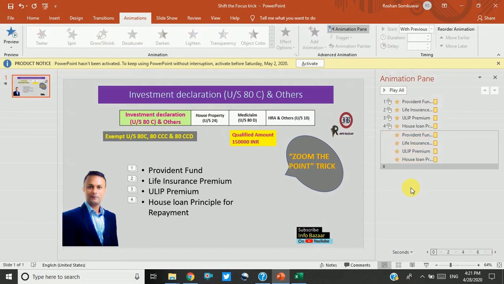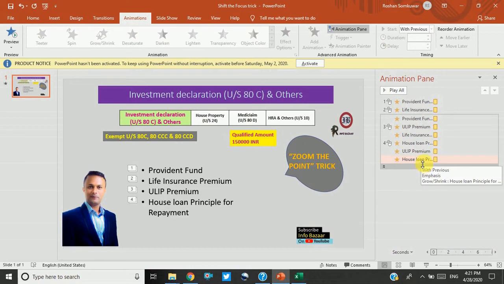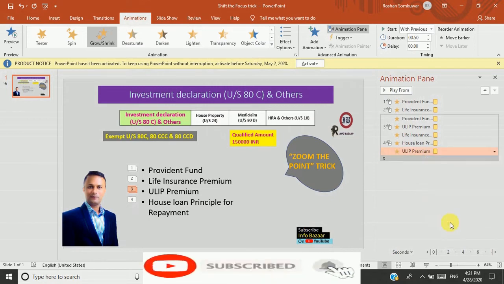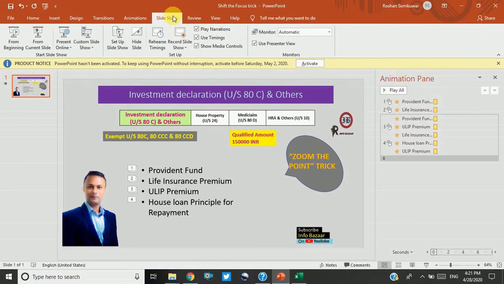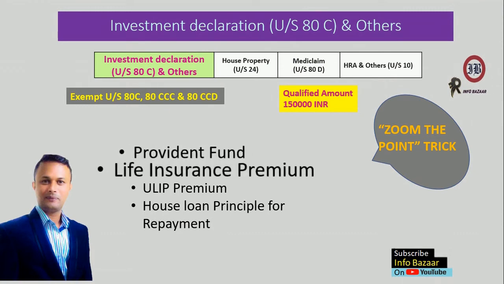Now what you have to do is move the animation to below the second animation, and the second animation is below the third animation, and the third animation is in place. The fourth animation is not required, so we will delete it. Now we'll see in a slideshow how it looks. We can see the first point comes forward and the previous point goes back to its place.